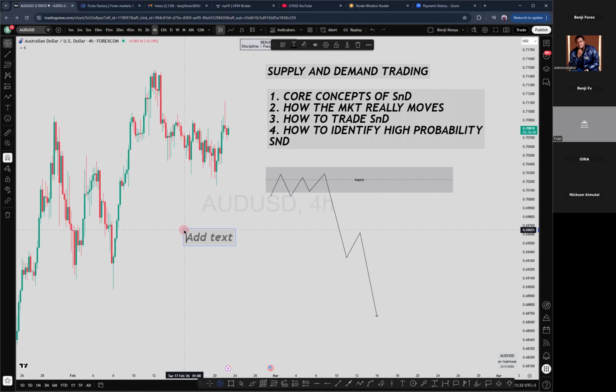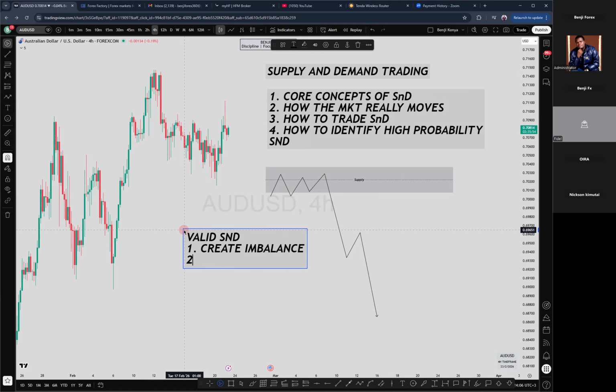Number one, for any supply and demand to be valid, the first thing is that it has to create what you call an imbalance. Remember, we talked about market structure in volume one. In volume two, we talked about imbalances, market imbalance and market inefficiency. And today we're talking about supply and demand. Now we are combining all these concepts into one.